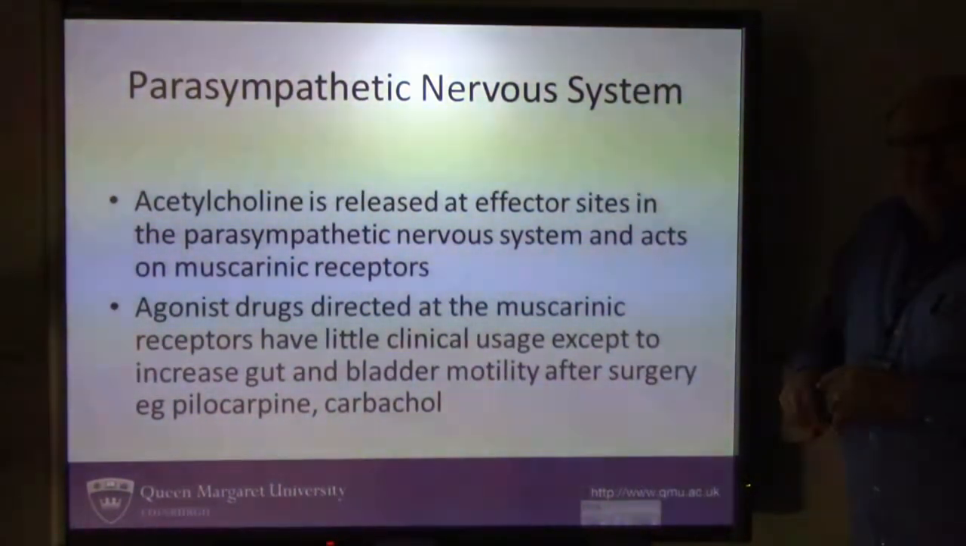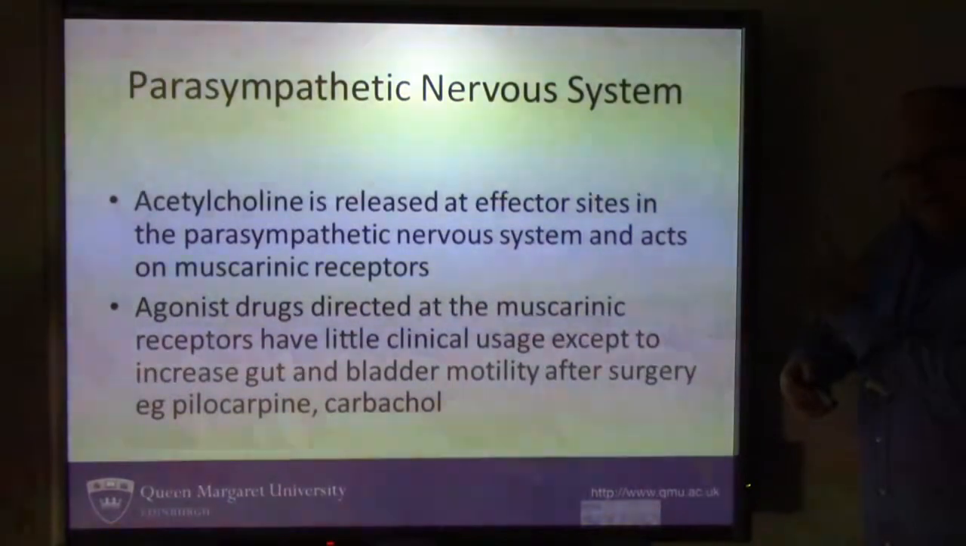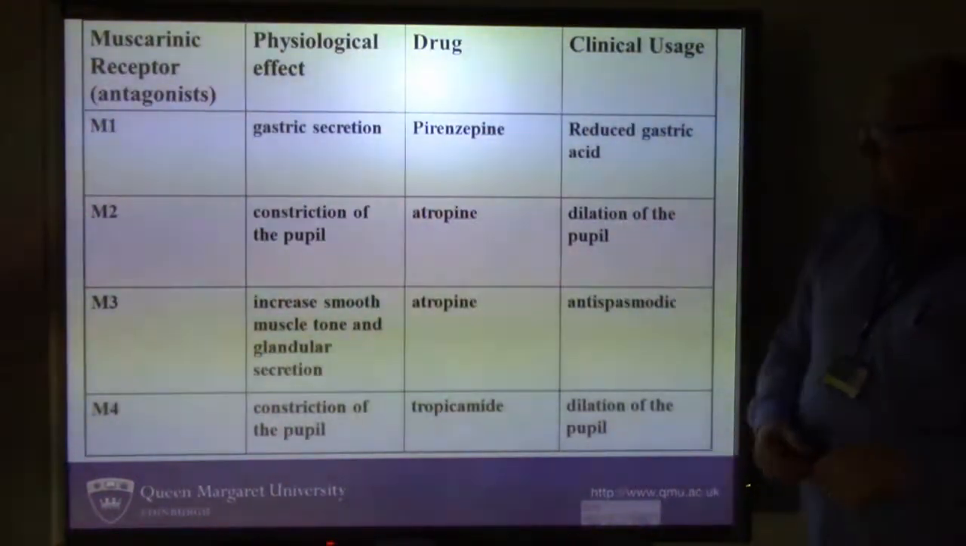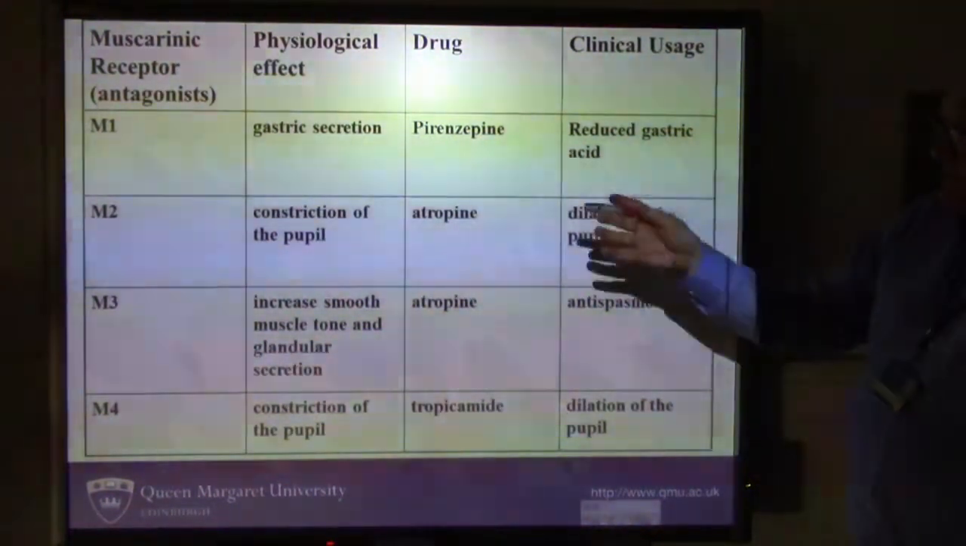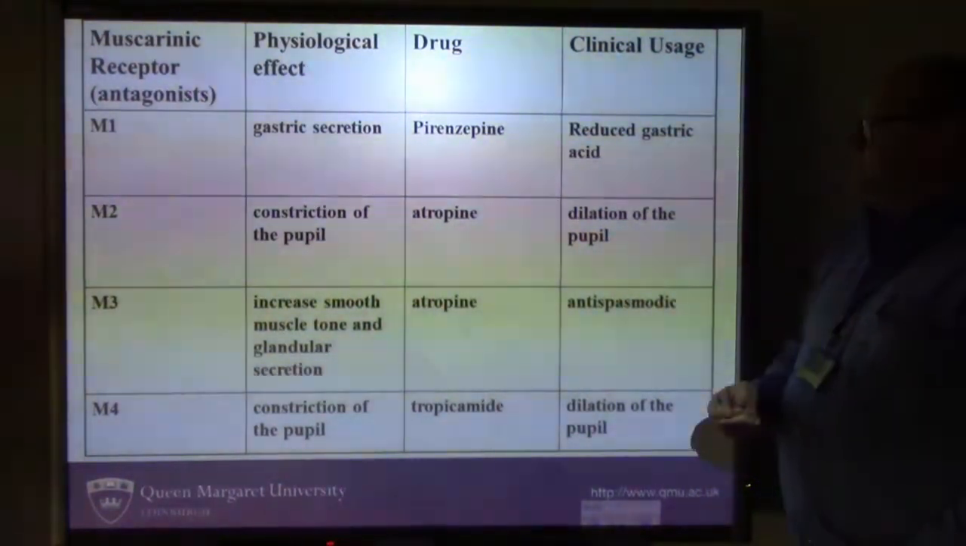That's all been the sympathetic. In the parasympathetic, it's acetylcholine being released, and acetylcholine works on the muscarinic receptors at the very end of the parasympathetic pathway. So looking here, you've got M1, M2, M3 and M4. That's the 4 subtypes of muscarinic receptor.